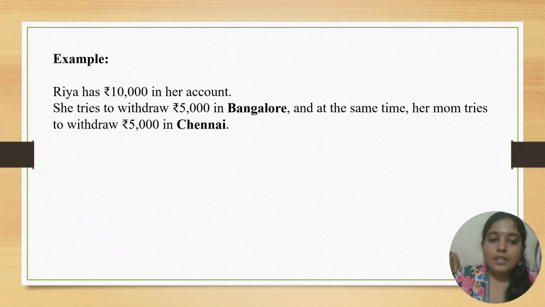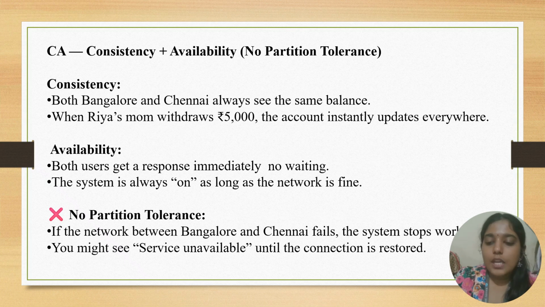For example, Ria has 10,000 rupees in her account. She tries to withdraw 5,000 in Bangalore, and at the same time her mom tries to withdraw 5,000 in Chennai. So now let's see how the two properties work. First one is consistency and availability. So in consistency, both Bangalore and Chennai always see the same balance. When Ria's mom withdraws 5,000 rupees, the account instantly updates everywhere. Availability is that both users get a response immediately without any waiting time. The system is always on as long as the network is fine.